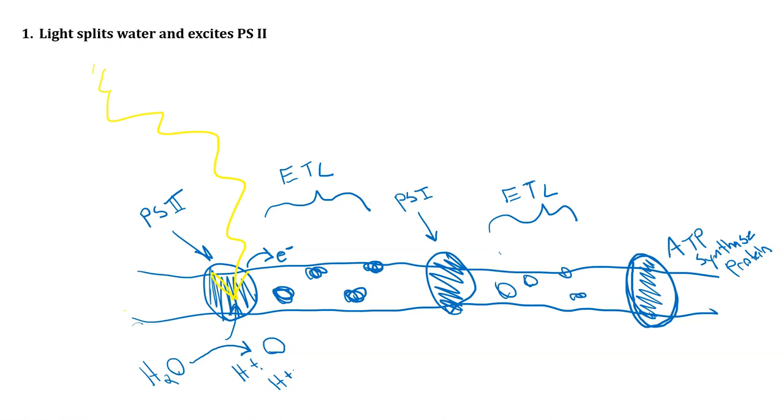Okay, then what happens is the electron, just because of the sheer chemistry of things, is going to want to bounce around and get shuttled across these different proteins that are in the membrane, until it eventually makes its way to photosystem 1.